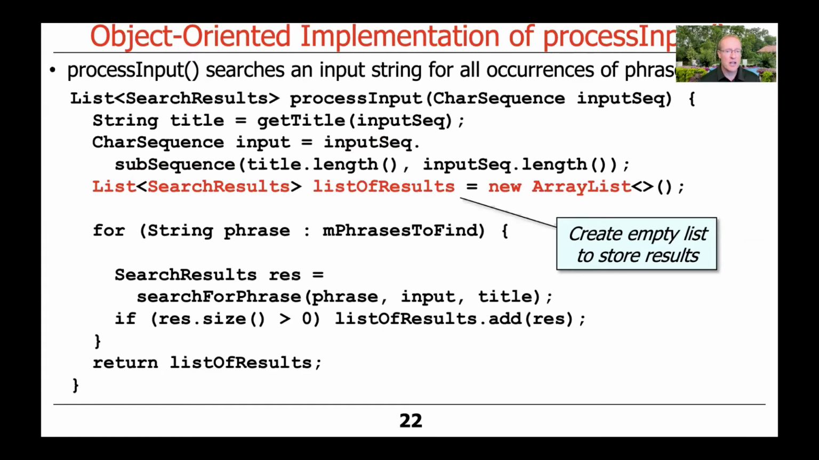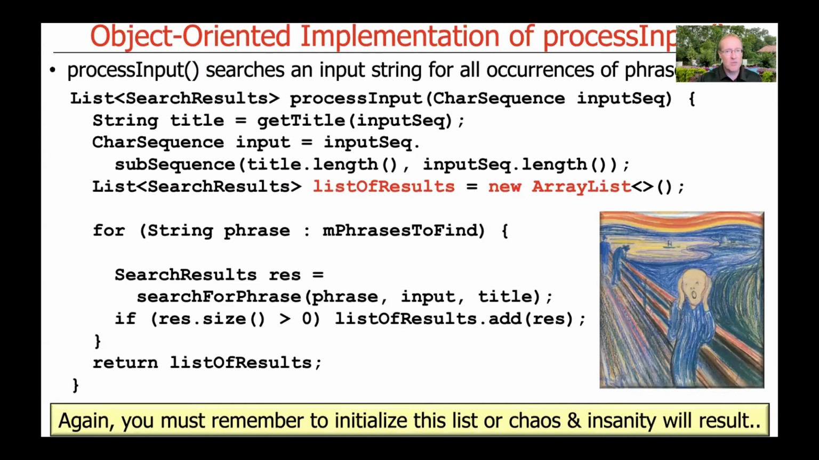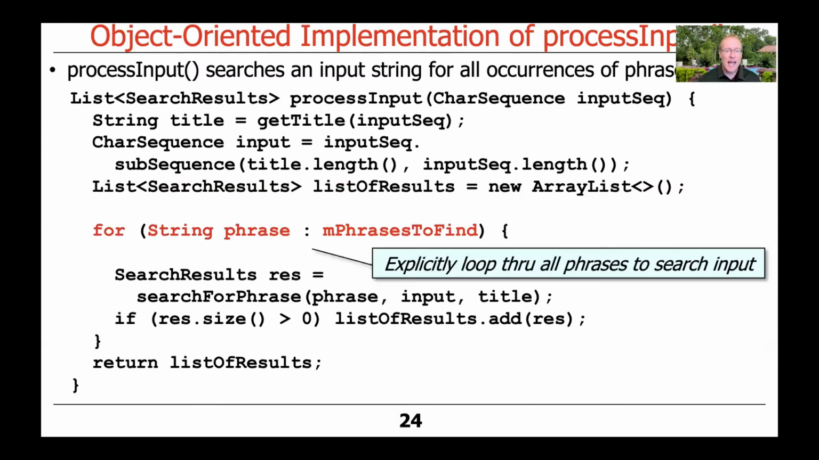Once again, we create ourselves a new ArrayList, which will be the list of results, because this is the subroutine. And make sure you initialize that, otherwise chaos and insanity will result. And then we go ahead and use a for each loop to explicitly iterate or loop through all the phrases we're trying to look up. These are all the famous clichés that Shakespeare said throughout his career. Shakespeare wrote a lot of clichés. It's kind of a joke.